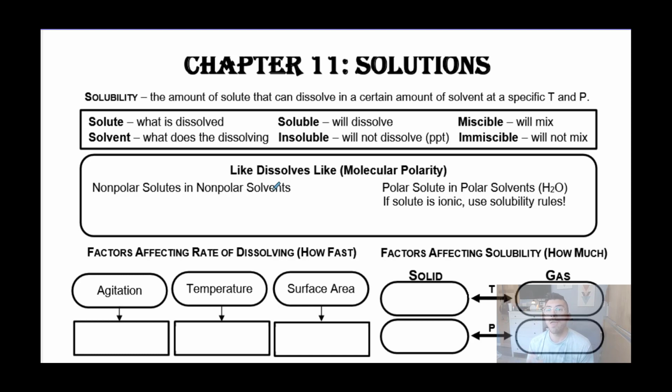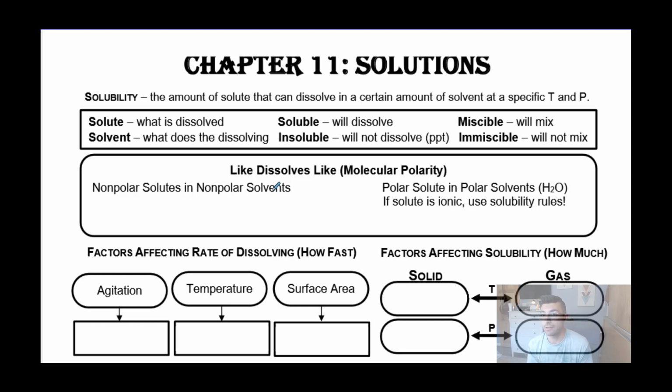Now, in terms of how I can predict if a solution will form, first of all, remember that solutions are homogeneous mixtures. Things like colloids and suspensions are heterogeneous. So they're mixtures, they have variable compositions, but heterogeneous means that the components of the mixture are not uniformly distributed. A solution, by definition, has components that are uniformly distributed throughout, so that's what makes them homogeneous. How do we predict if a solution will form?